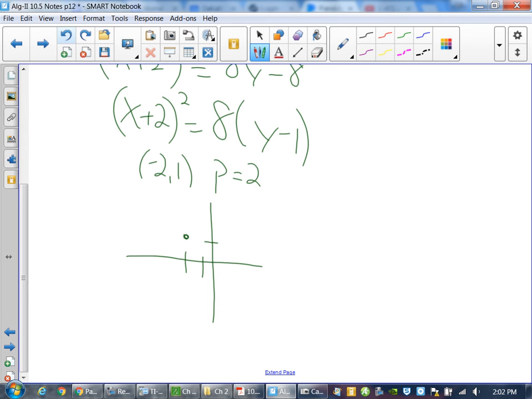My p-value is positive, so I know it's going to open upward. So the focus is 2 more up. So my focus is at negative 2 and 3. My directrix would be here. Since it's opening upward, my directrix is going to have an equation of a line that is y equals negative 1. You're done.